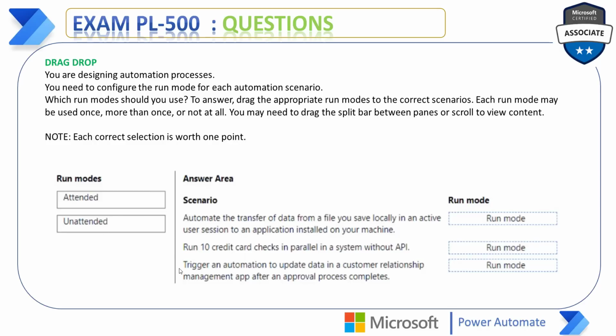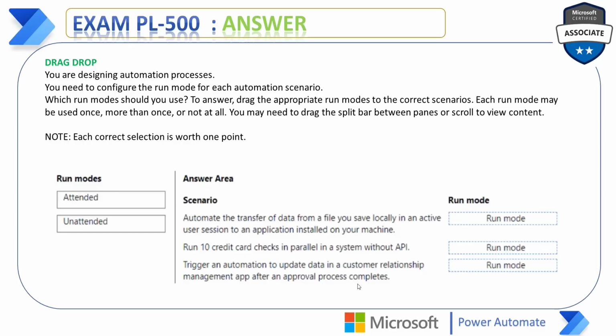Now coming to the third scenario, trigger an automation to update data in a customer relationship management app after an approval process completes. Now this is unattended mode because it's fully automated, but we will be considering the approval process as part of the unattended mode. For the first scenario, attended mode. Second scenario for the credit cards, it should be unattended. For the trigger an automation to update data after the approval process completes, it should be unattended mode.